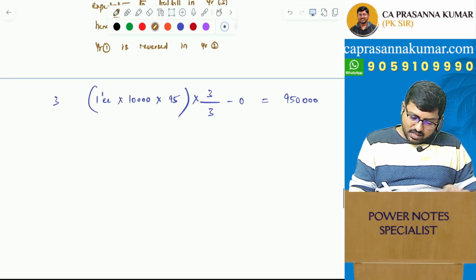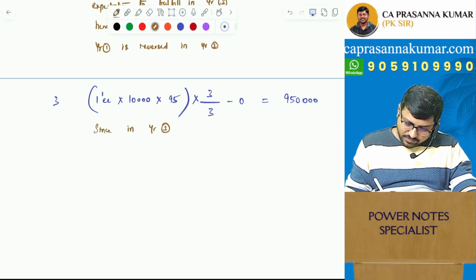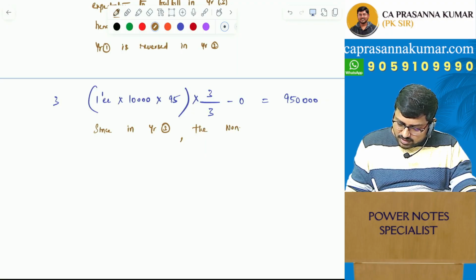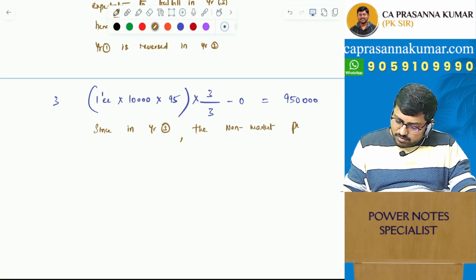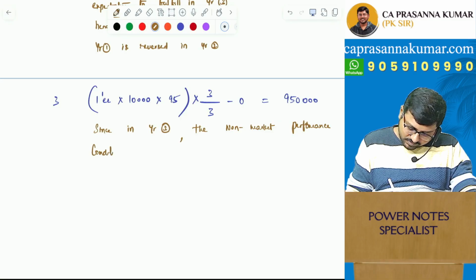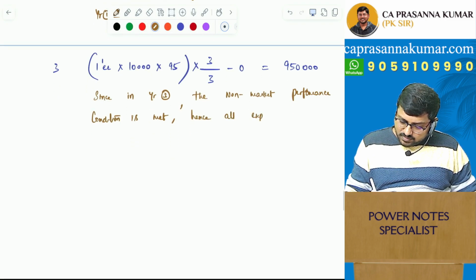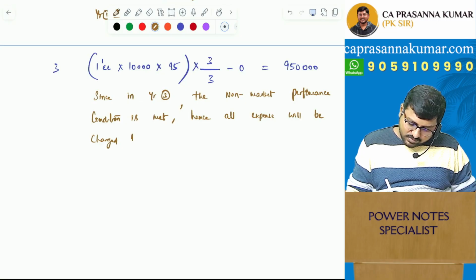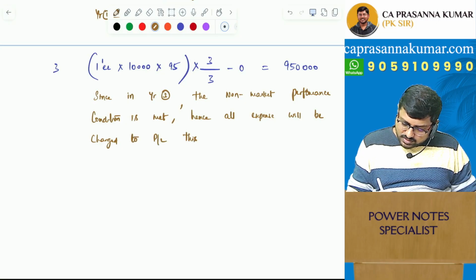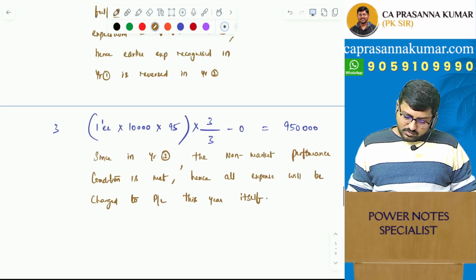Okay, so I'll write the reason here. Since in year 3 the non-market performance condition is met, hence all expense will be charged to P&L this year itself. Got it? Chalo, that's it.